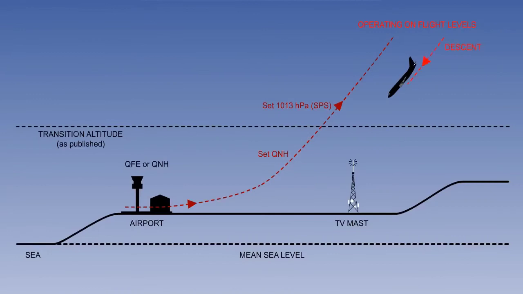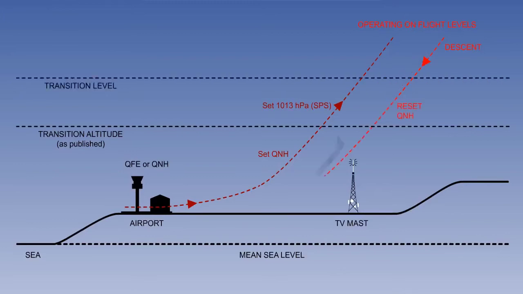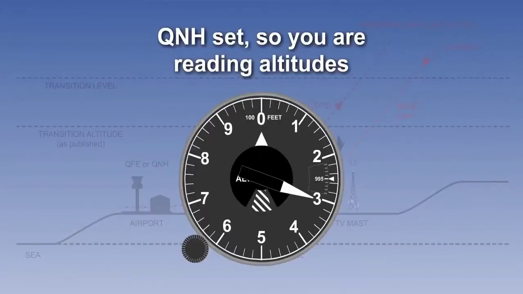Let us assume that we have conducted the main part of our flight above the transition altitude and have been using flight levels. We now wish to descend. At some point we must set QNH again. This point is called transition level, and, just as transition altitude was used only for the climb, transition level is used only for the descent. The reason is obvious. Your altimeter must be set to the datum you are using at the time.